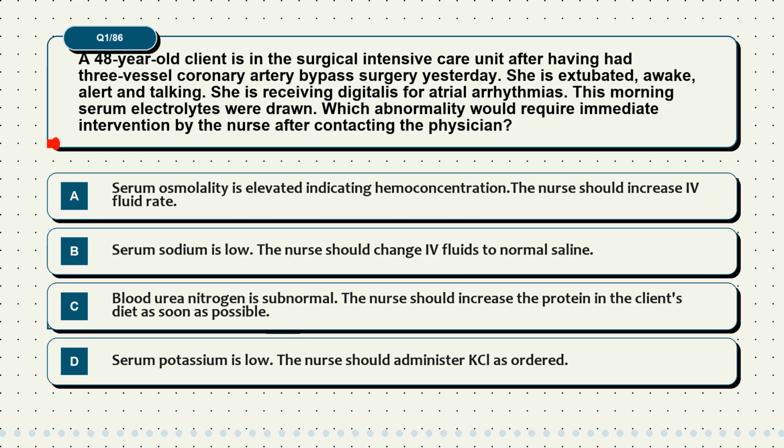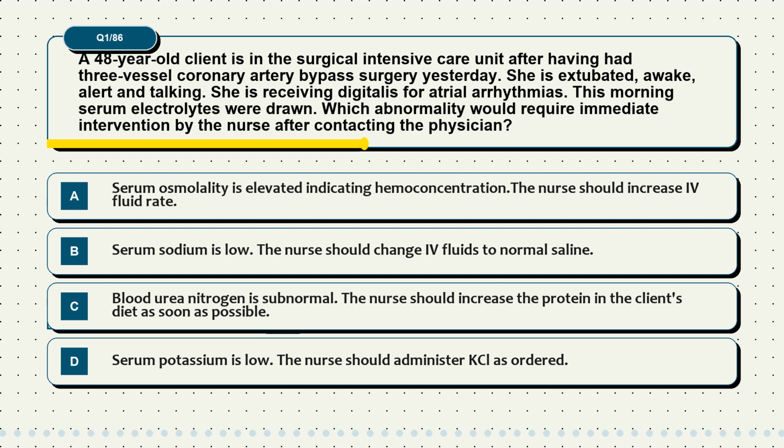Question 1. A 48-year-old client is in the surgical intensive care unit after having had 3-vessel coronary artery bypass surgery yesterday. She is extubated, awake, alert, and talking. She is receiving digitalis for atrial arrhythmias. This morning serum electrolytes were drawn. Which abnormality would require immediate intervention by the nurse after contacting the physician?